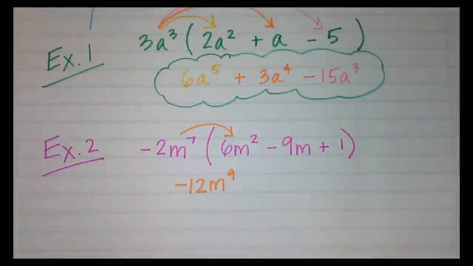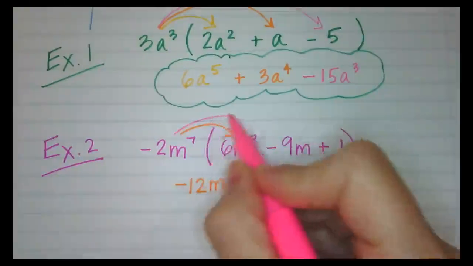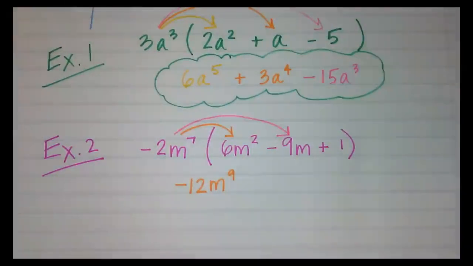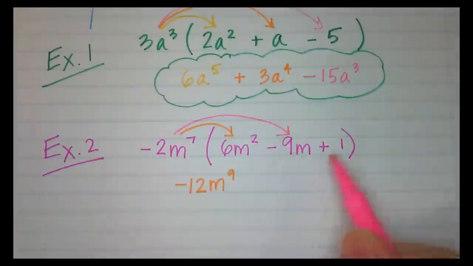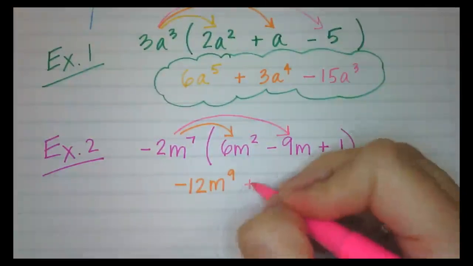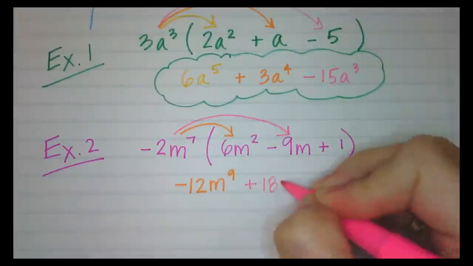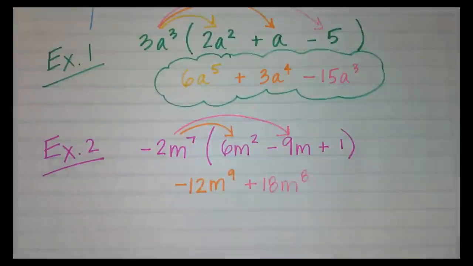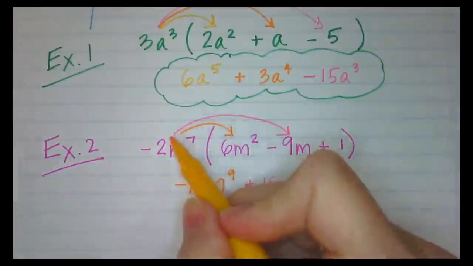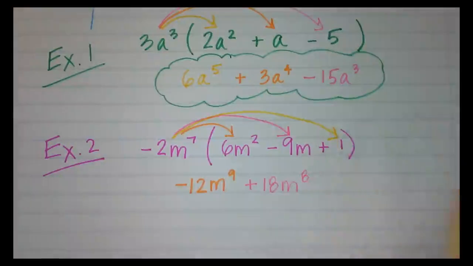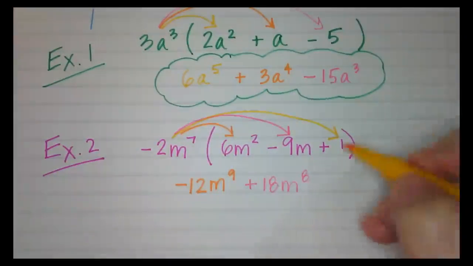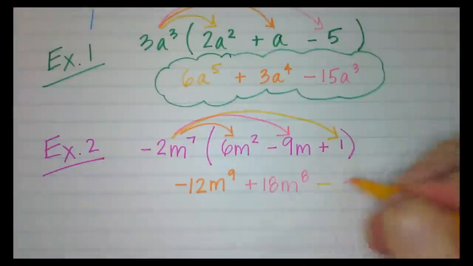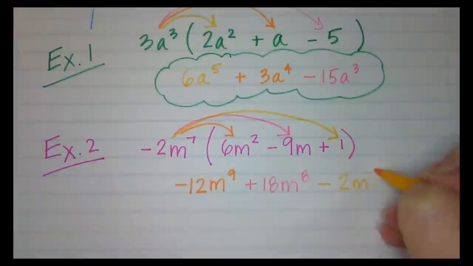Next up, I need to multiply negative 2m to the 7th with negative 9m. That gives me positive 18m to the 8th. The last step is multiplying negative 2m to the 7th with a positive 1, which gives me negative 2m to the 7th.